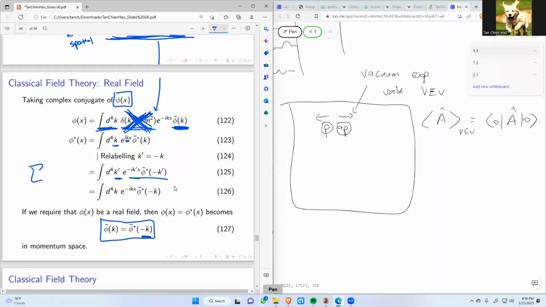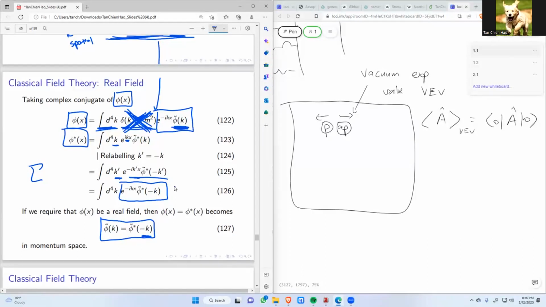So if we replace this and this, we're comparing e to the minus ikx phi of k versus e to the minus ikx phi star of minus k. So now if we want to impose that phi of x must be a real field, then the two of these must be equal. And if the two of these are equal, then that must imply that each of the Fourier components are equal, because it's as good as comparing two vectors.